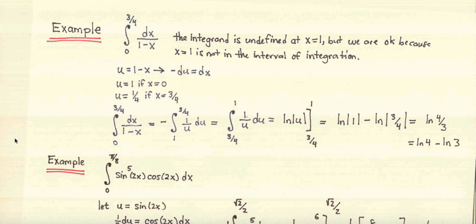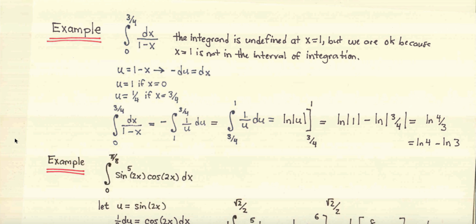Let's take the integral from 0 to 3/4 of dx over 1 minus x. Let's make a quick note first before we do this. The integrand is undefined at x equals 1. But we're okay, because 1 is not in the interval of integration. We're going from 0 to 3/4, so we're safe. We're nice and continuous. Now, if u equals 1 minus x, this means that negative du equals dx.